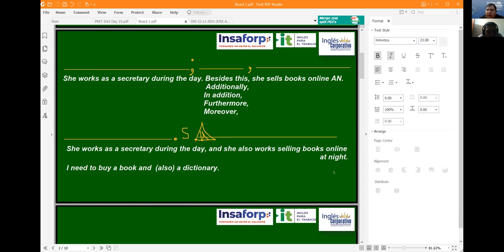Is the topic clear now, my friend? Yes, it's much clearer. These are synonyms, you can say. Also is used a little bit different.